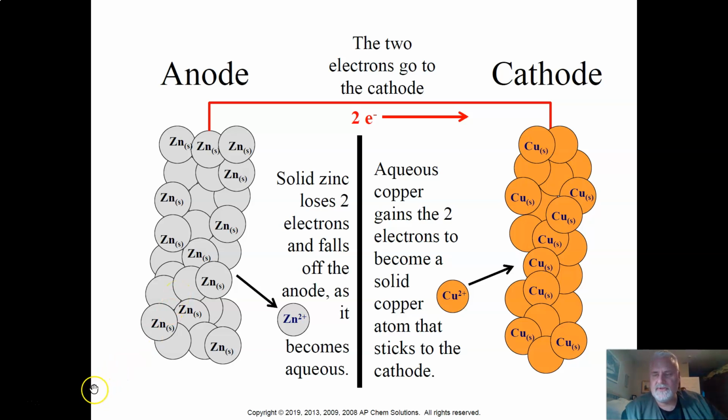All right. So we'll stop this video right here and continue our discussion about making electricity to make frog legs move.